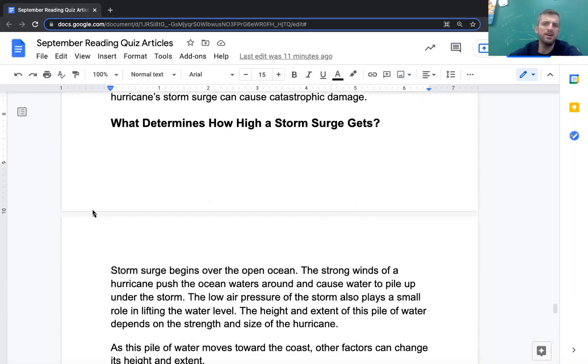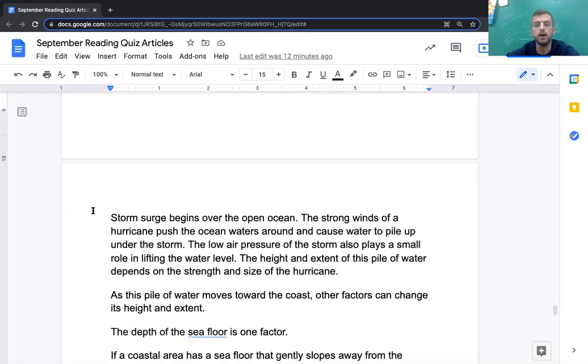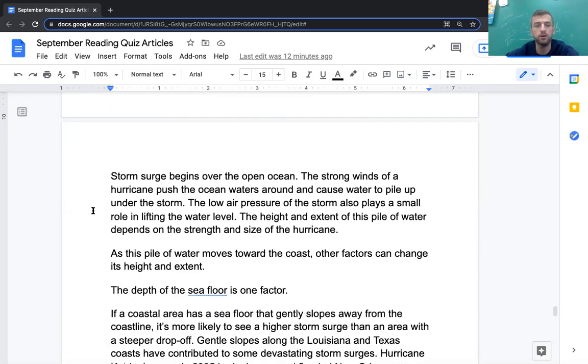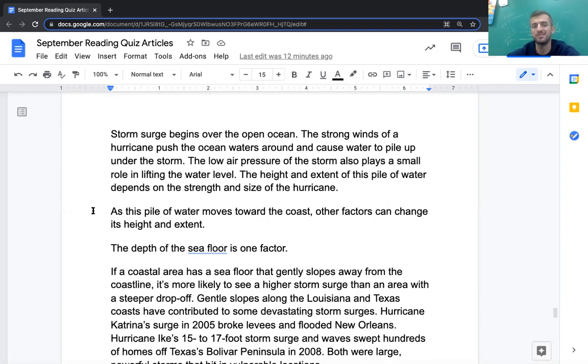What determines how high a storm surge gets? Storm surge begins over the open ocean. The strong winds of a hurricane push the ocean waters around and cause water to pile up under the storm. The low air pressure of the storm also plays a small role in lifting the water level. The height and extent of this pile of water depends on the strength and size of the hurricane. As this pile of water moves toward the coast, other factors can change its height and extent.